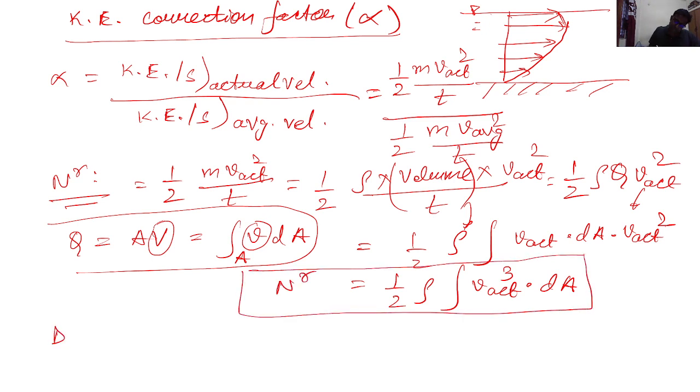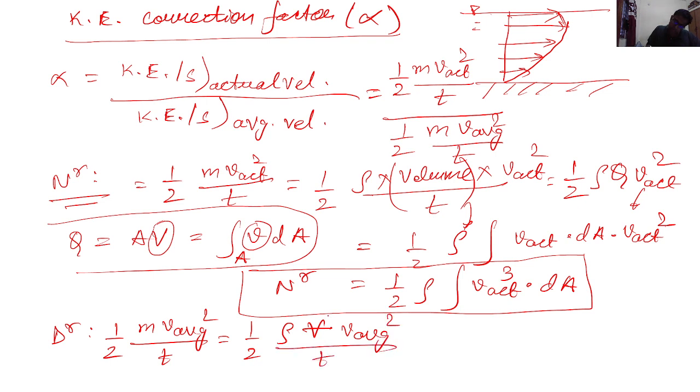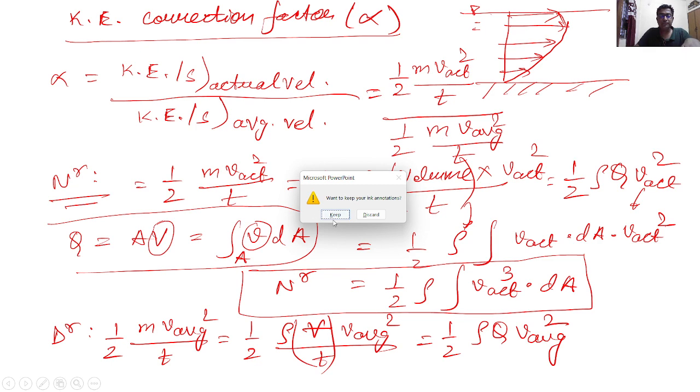Now let us come to the denominator. Denominator is nothing but half m v average square by t. We write the mass as equal to density times volume into V average square by t, and volume by time is nothing but the discharge. So this will become half rho Q into V average whole square. I'll take another slide just to explain it.